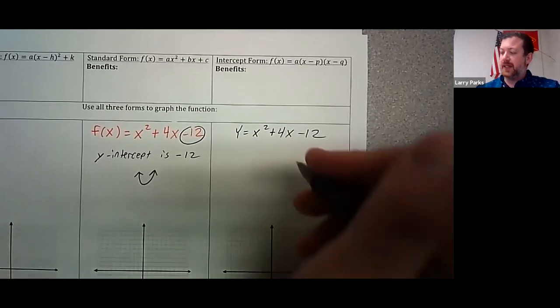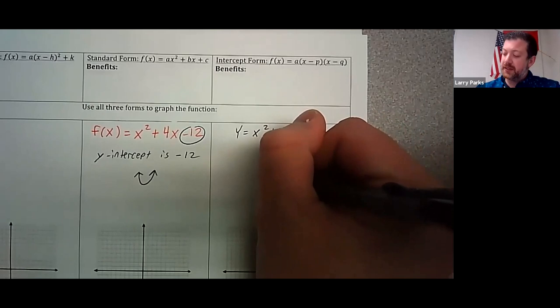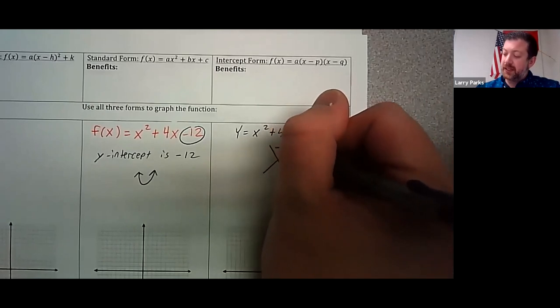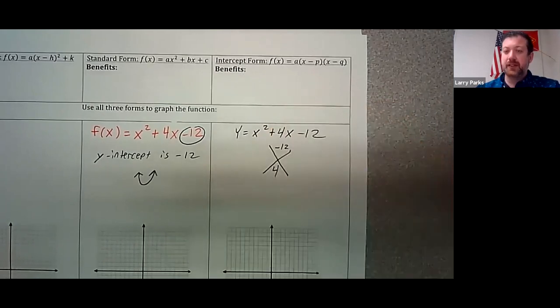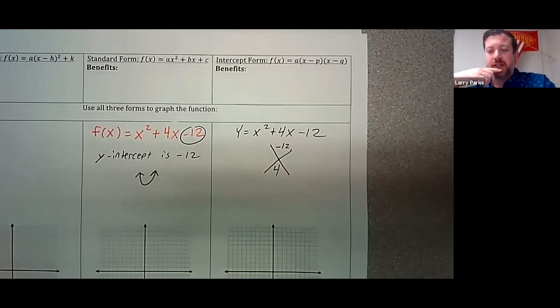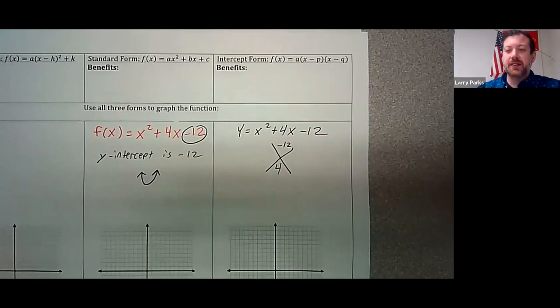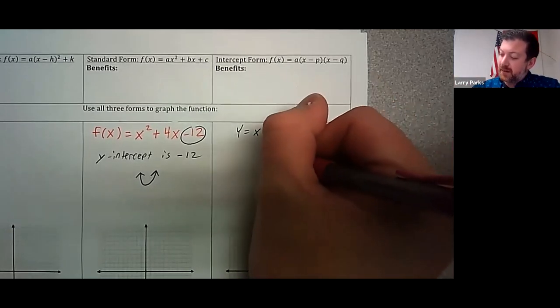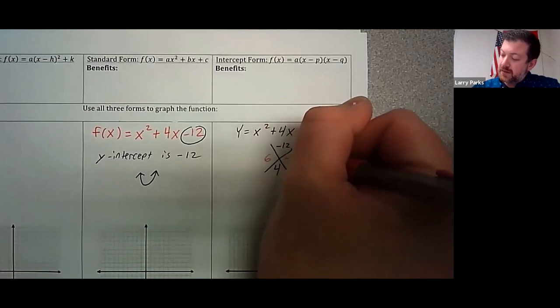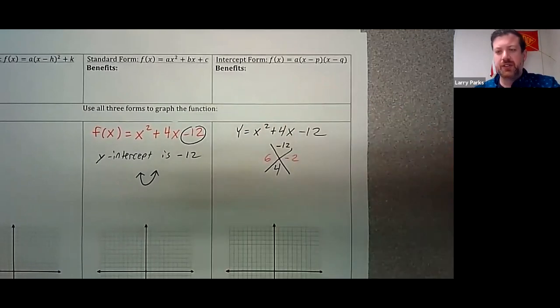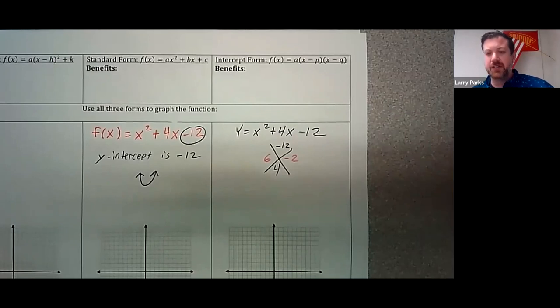Oh, this is simple factoring. What multiplies to negative 12 but adds to 4? 1 and 12 is 12, adds to 13. 2 and 6 multiplies to 12, adds to 8. But 6 minus 2 is 4. 6 and negative 2. There we go. 6 times negative 2 is negative 12. 6 plus negative 2 is 4.